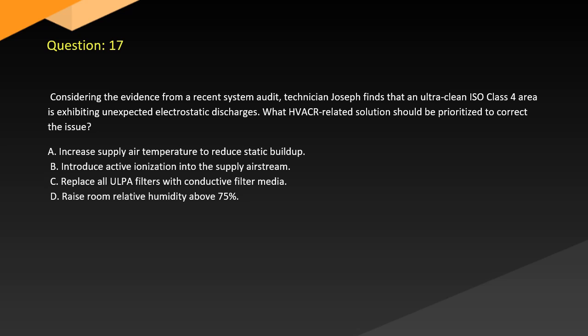Question 17. Considering the evidence from a recent system audit, technician Joseph finds that an ultra-clean ISO Class 4 area is exhibiting unexpected electrostatic discharges. What HVAC-related solutions should be prioritized to correct the issue? A. Increase supply air temperature to reduce static buildup. B. Introduce active ionization into the supply airstream. C. Replace all ULPA filters with conductive filter media. D. Raise room relative humidity above 75%.